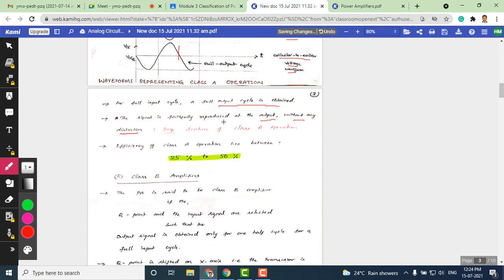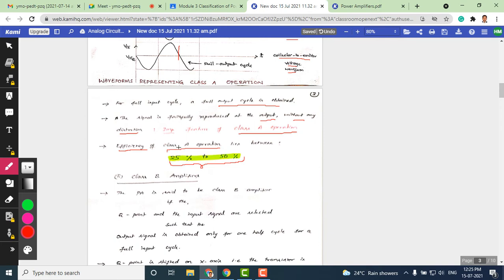So this is a very important feature of class A operation. But when you look at it from the efficiency point of view, later we will discuss how to measure the efficiency of class A operation. The efficiency lies between 25% to 50%. There is a specific formula for the efficiency calculation, and we'll discuss that. But here the student should be aware of this number.